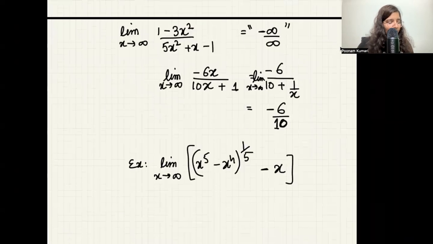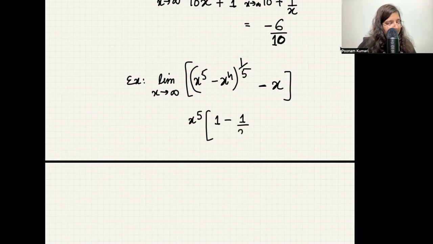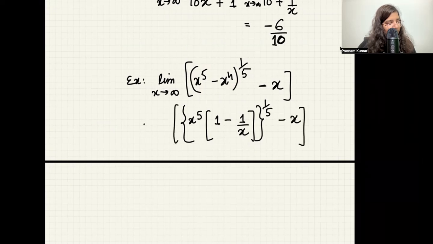In this case, there is nothing which is divided. So it might not seem very obvious how we can apply L'Hopital's rule here. So you might try to do some manipulations to make it to that form. If I take x^5 common from here, what do I get? x^5 times (1 - 1/x), and this entire thing is raised to the power 1/5, and there is a minus x here. Then I have to find the limit as x is tending to infinity.